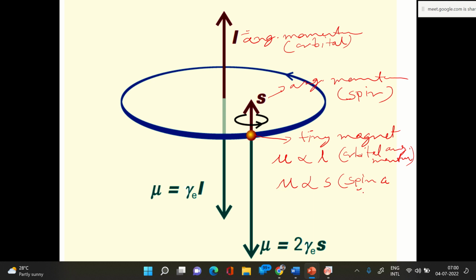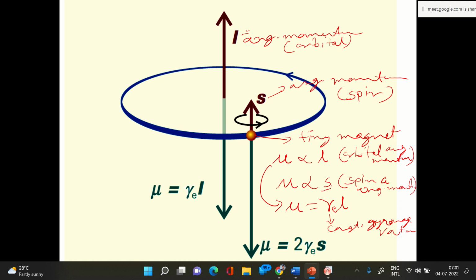Spin angular momentum: direct proportionality is there, and the proportionality constant gives you gamma times L. This proportionality constant is called the gyromagnetic ratio. It is eh by me, and that is the gyromagnetic ratio.